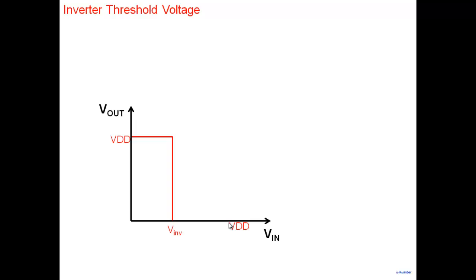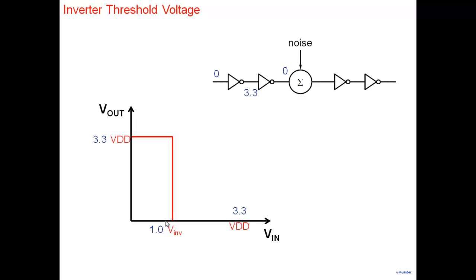Suppose we have a VTC like this, and I ask the question, how much noise can my system tolerate here? Okay, so let's put some numbers here. Let's say this is 3.3, this is 1 volt, and this is 3.3. Please remember, for all our discussions, we'll keep VDD 3.3, which is for a 0.5 micron technology. Let's put a chain of inverters. So 0, 3.3, 0, right?